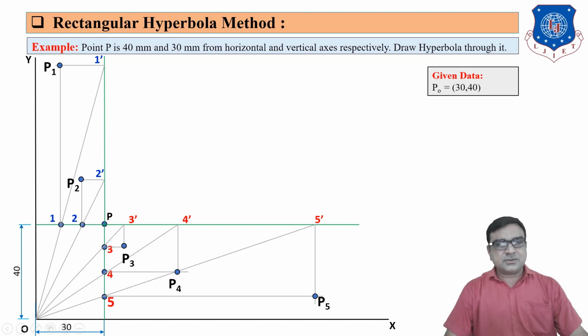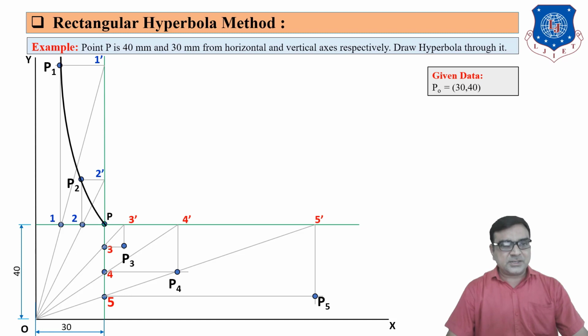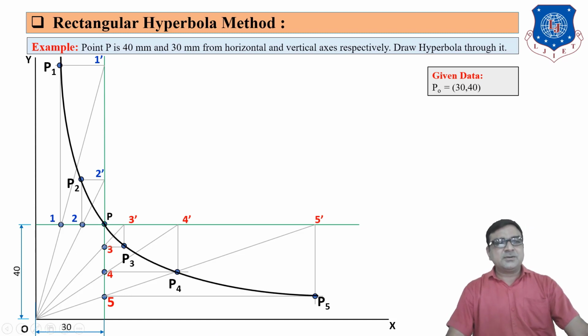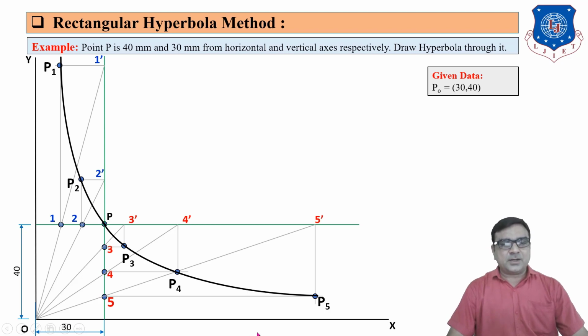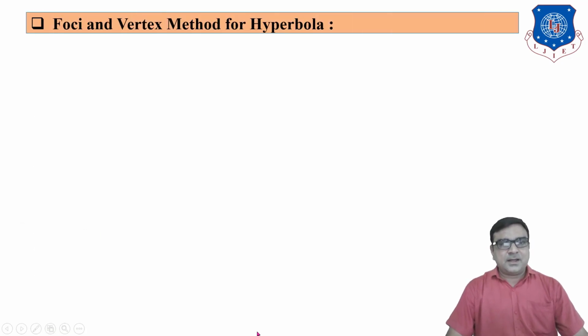So trace out all the points with a freehand sketch and draw the curve which is passing through P. This curve is known as the rectangular hyperbola.